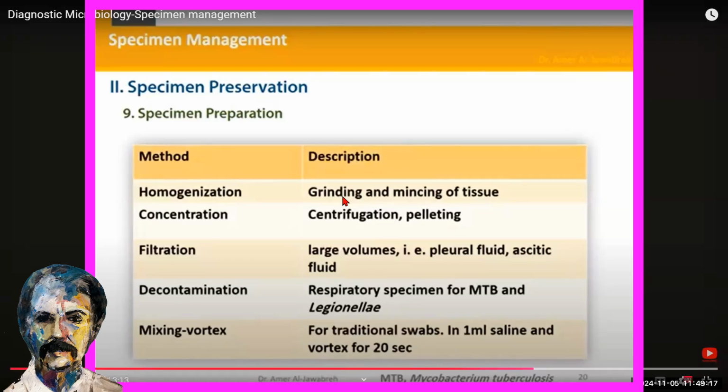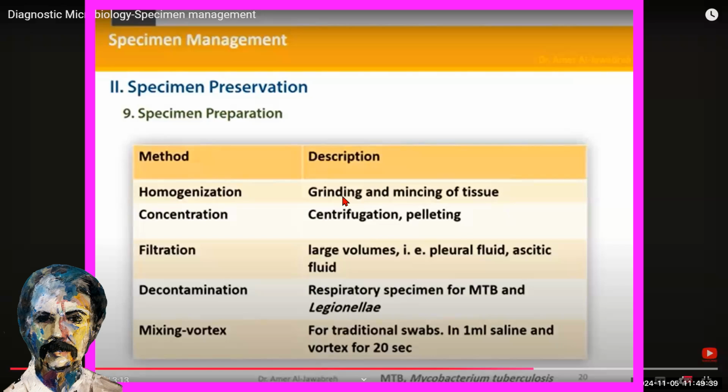Filtration. Decontamination. Respiratory specimen for MTB, Mycobacterium tuberculosis, and Legionella. Legionella pneumophila is a bacteria that causes pneumonia. So we have to decontaminate. We have to remove all microbiota, leaving only the Legionella.